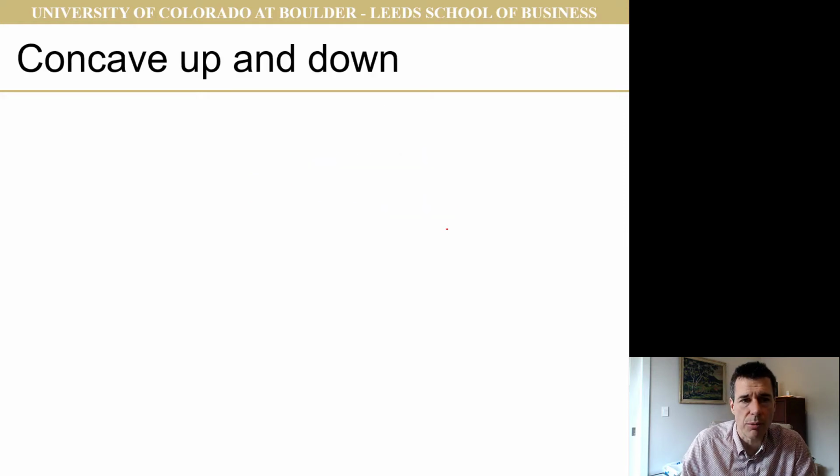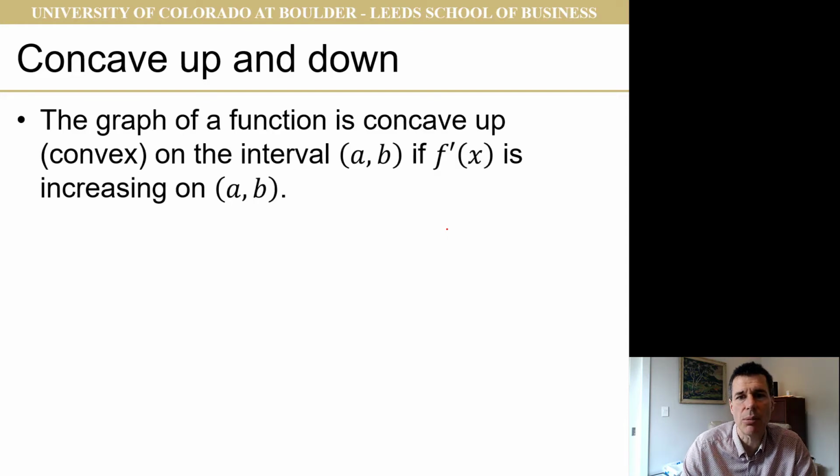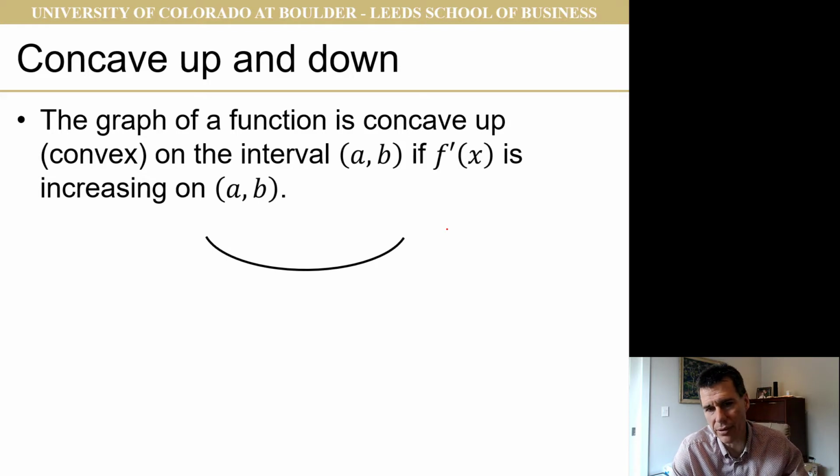Now some new terminology, concave up and concave down. This is not actually the terminology I learned when I was first learning calculus, and I'll mention why in just a minute. A graph of a function is concave up, and I learned this as convex, if the derivative is increasing on an interval. If the derivative is increasing on an interval, the function must look something like this. It doesn't have to be all of this, it could just be part of it. But this is a function whose first derivative is increasing.